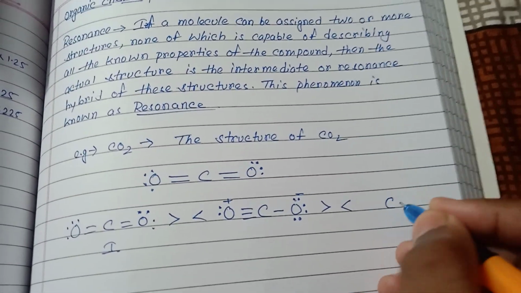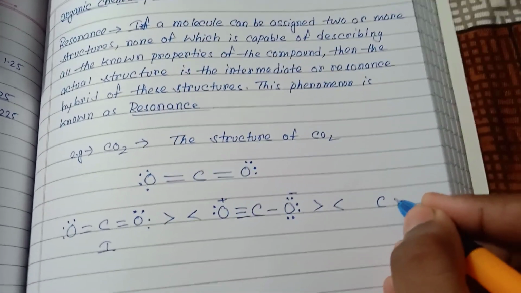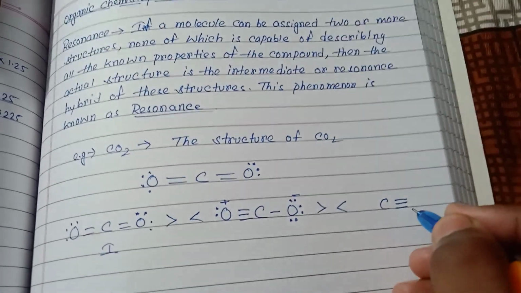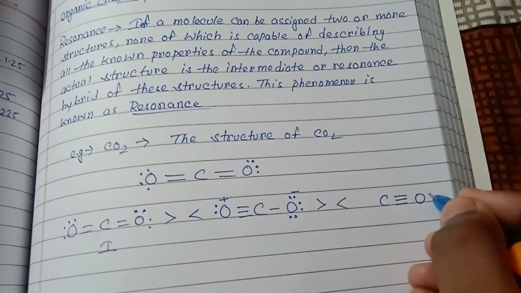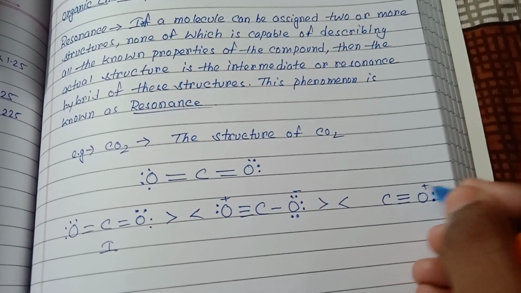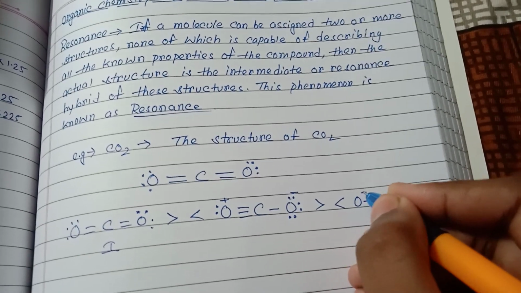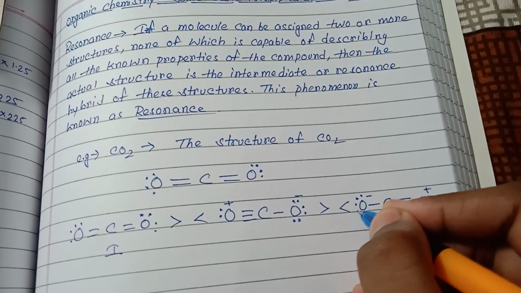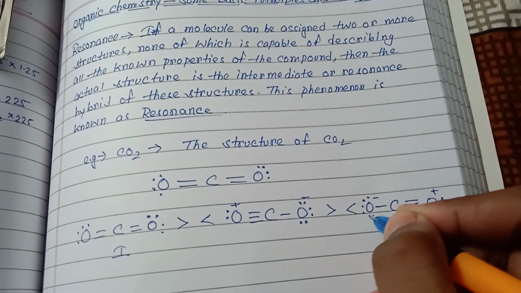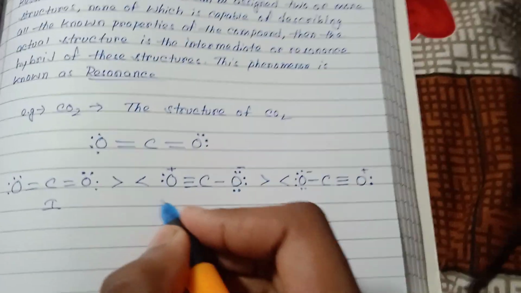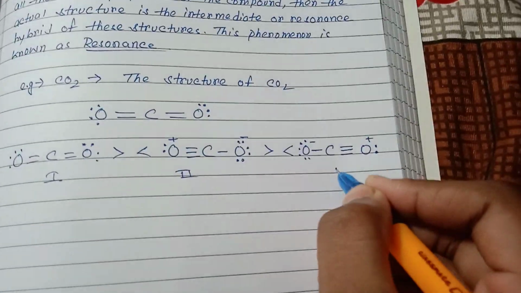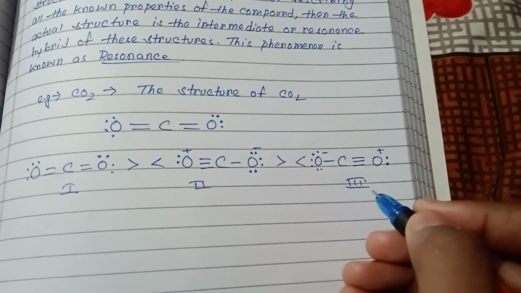Now this time the triple bond will be on the right side of the O, with lone pairs and a plus sign, and a single bond with the other O with a minus sign and six lone pairs. That's our second structure, and that's the final third structure.